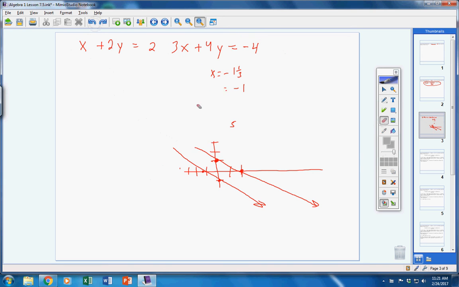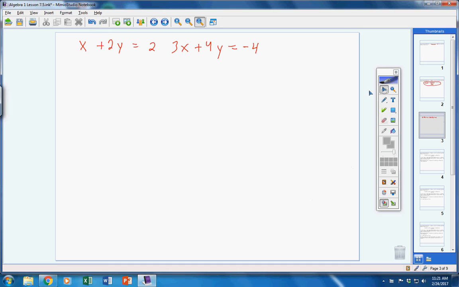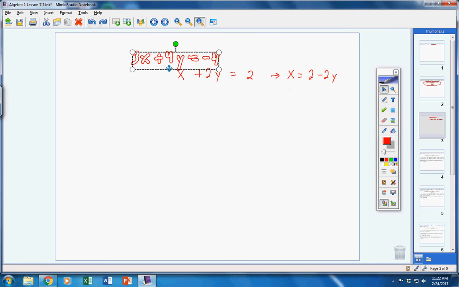Another method is called the substitution method, okay? We look at our two equations, and we see that x has no coefficient, so we're going to get x by itself. X equals what? 2 minus 2y. Remember that? Bring the 2y over and make it a negative 2y, alright? And then we take our expression. Again, I'm not trying to teach you, I'm just trying to review.